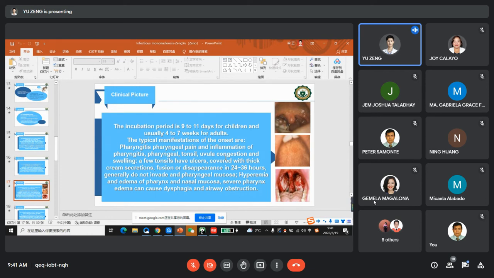Hyperemia and edema of the pharynx and nasal mucosa. Severe pharyngeal edema can cause dysphagia and airway obstruction.